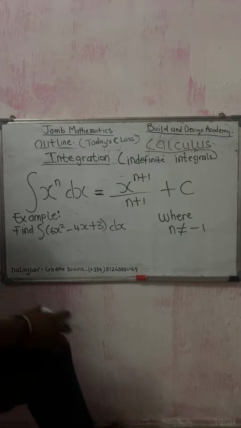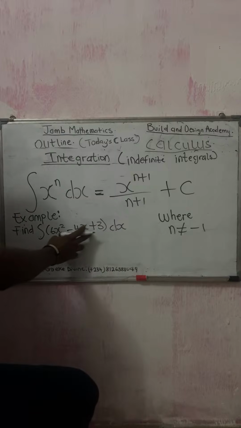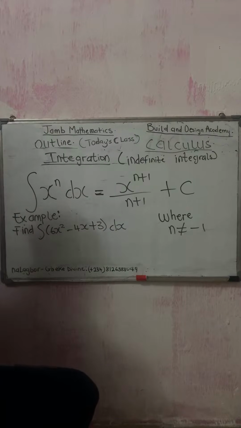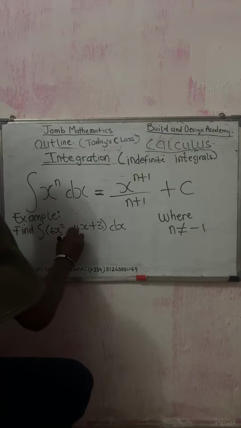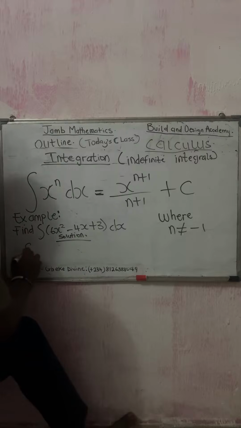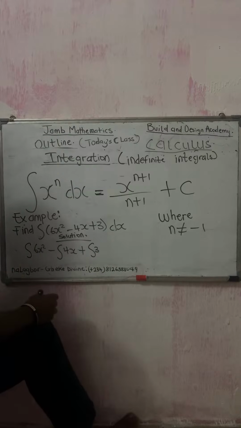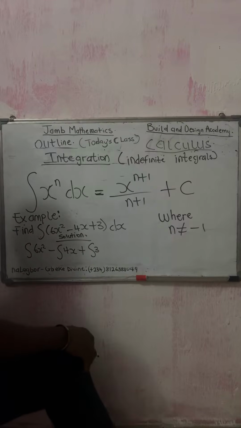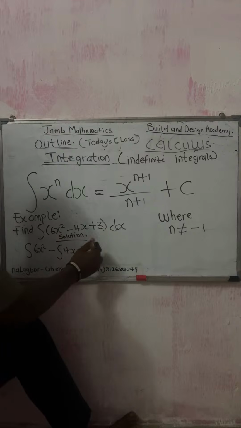Remember I told you, once you see the dx here, we know that everything was differentiated with respect to only x. So now to do the reverse, our solution will be: first you integrate the first part, 6x squared, minus you integrate the second part, 4x, plus you integrate the constant, 3. Then plus C.